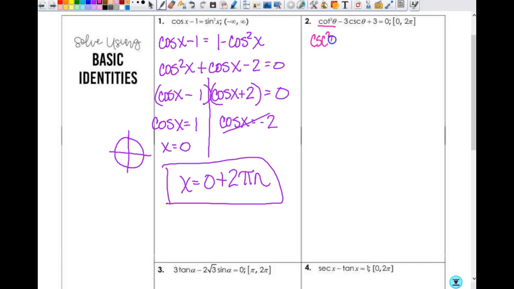Good. Cosecant squared theta minus 1 minus 3 cosecant theta plus 3 equals 0.